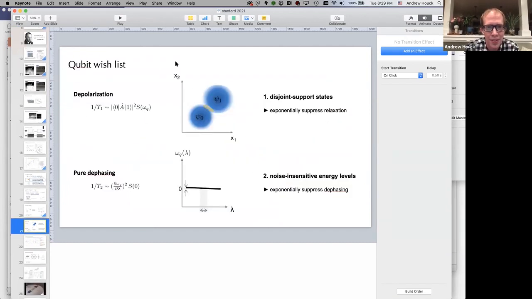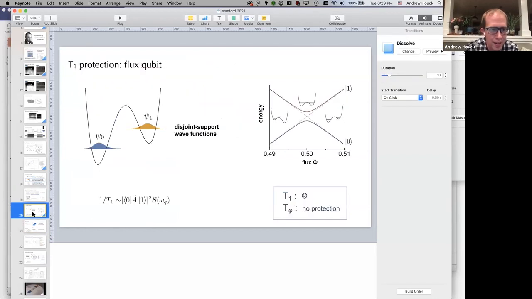But if you are at the sweet spot, the way you get T1 protection in the flux qubit is you have states that live in the left well or the right well, right? So that's where your T1 protection comes from, there's no overlap between these wave functions. If you move to the sweet spot, then you get a first order insensitivity to flux noise. But what happens at this sweet spot is your eigenstates are now the symmetric and anti-symmetric superpositions of these 2 states, which actually now have overlap and a real matrix element. So at the point where you become T2 protected in the flux qubit, you lose your T1 protection because you no longer have this disjointness.